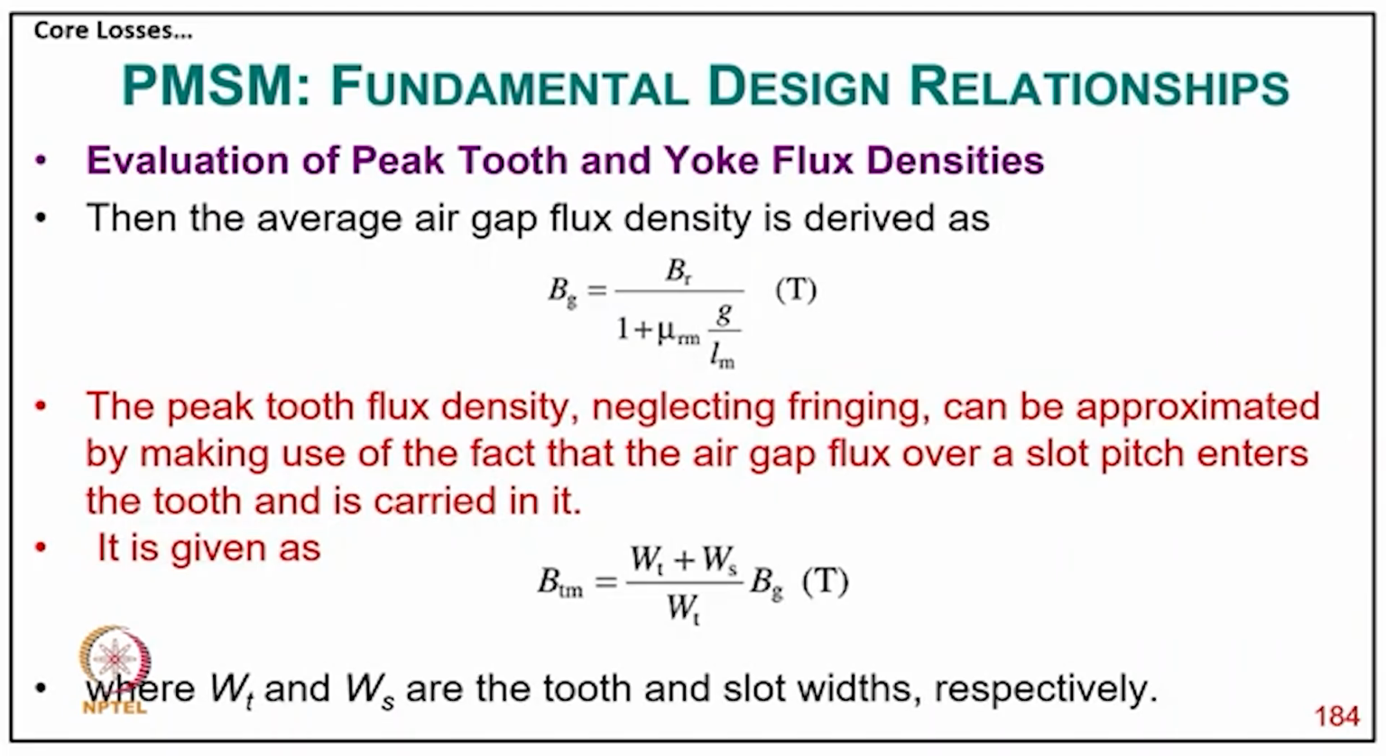Now, then the average air gap flux density is derived as Bg equal to Br upon 1 plus mu Rm G upon Lm, and the peak tooth flux density neglecting fringing can be approximated by making use of the fact that the air gap flux over the slot pitch enters the tooth and is carried in it, given as Btm equal to (Wt plus Ws) by Wt into Bg in Tesla, where Wt and Ws are the tooth and slot width respectively.